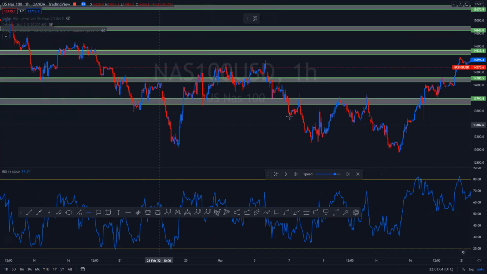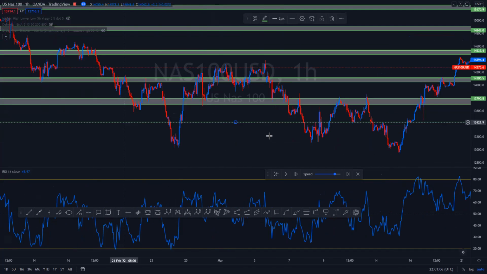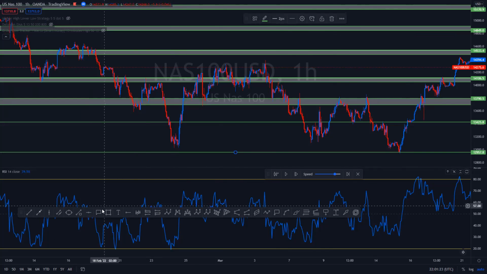So then, see how price respected this area, broke through, bounced, and then mitigated all this imbalance here, mitigated that area, then came back and mitigated this area, and then came back and mitigated all this area and just dropped further. So we're going to do the same thing here.